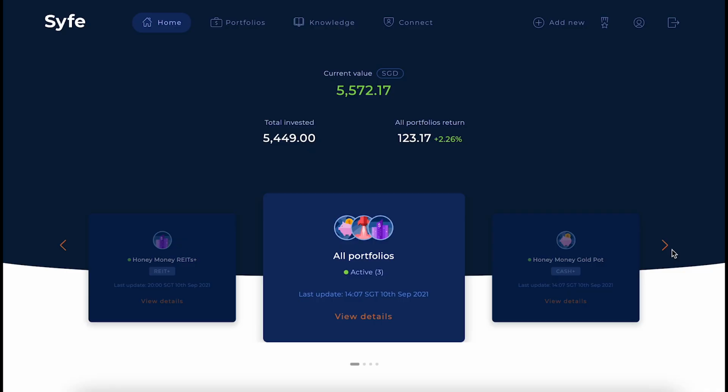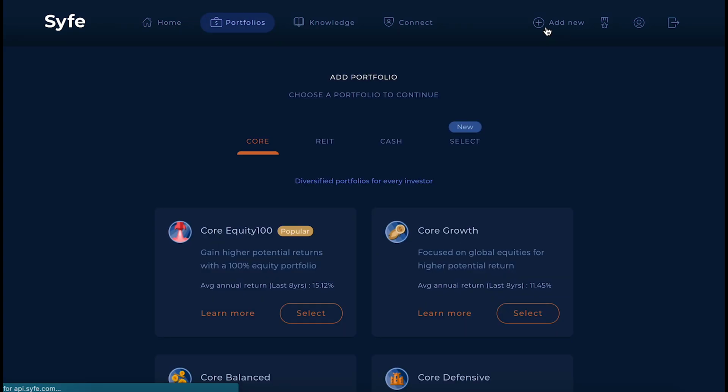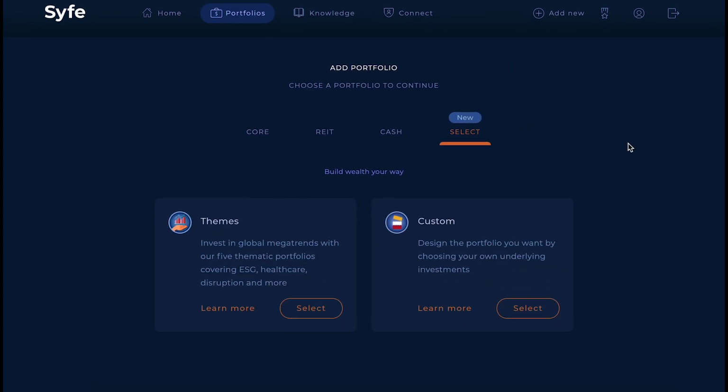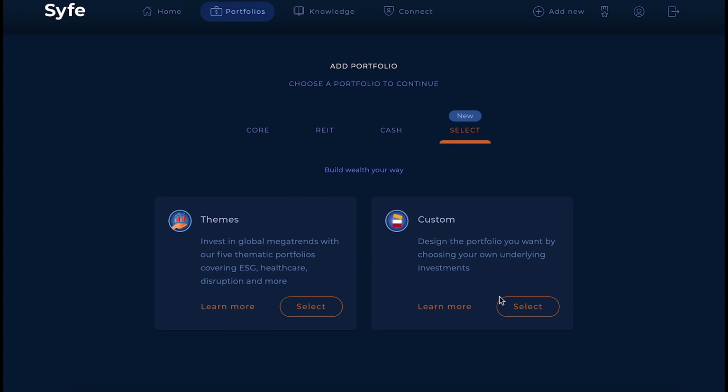Okay, with all that said, I just want to introduce you all to the new portfolios, right? I'm sure some of you already know that there's this theme portfolio and a custom portfolio. So theme portfolio is more like you can invest in this kind of global mega trends of the 5 thematic portfolio covering ESG, healthcare, disruption, and more. We take a look at this later. And then custom is more like a la carte. You can select the exact ETF that you want to invest in.